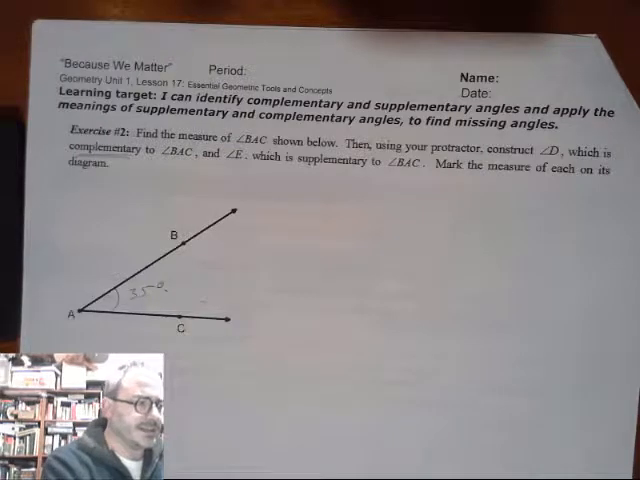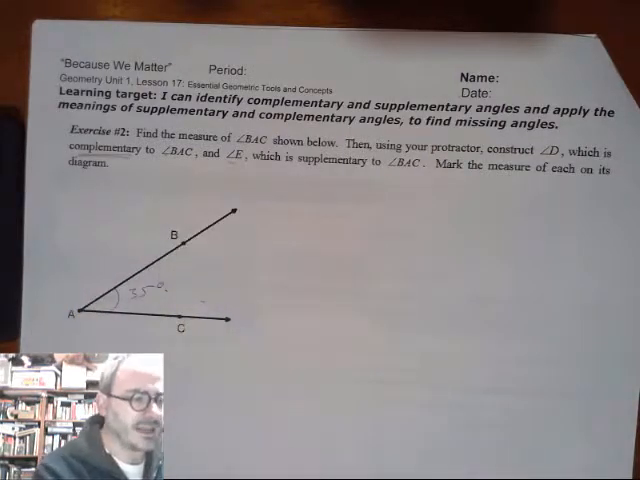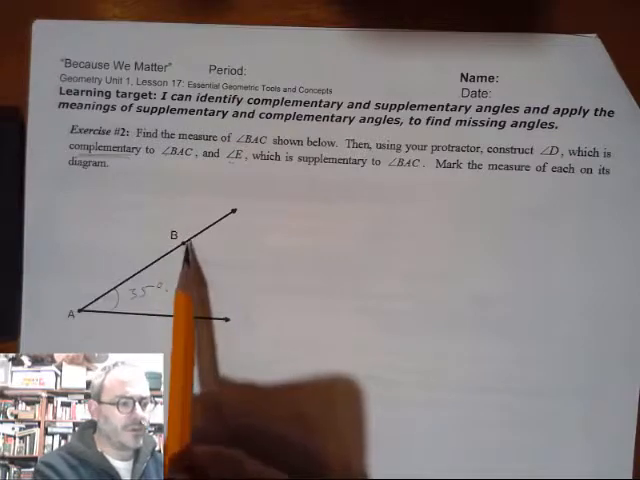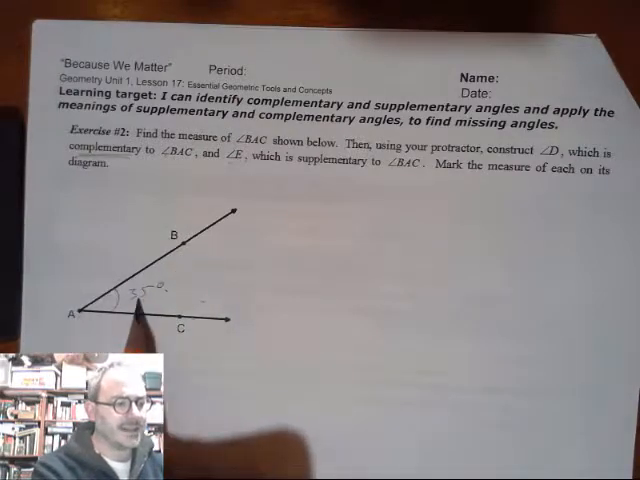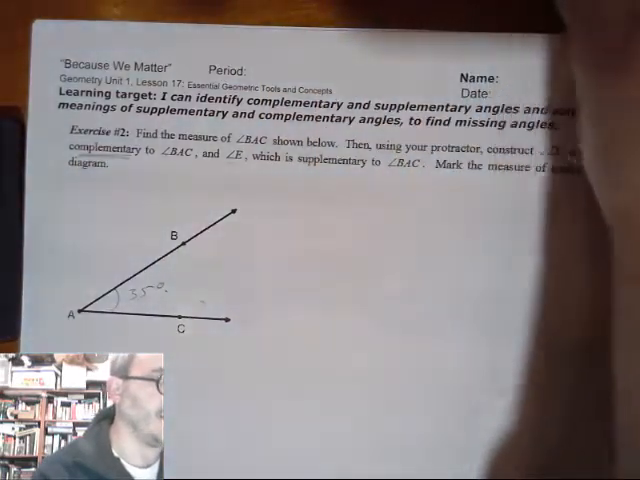All right, mark the measure of each on the diagram. Now I kind of get what has to go on first. I have to create a point D, which will make this angle and this angle add up to 90 degrees. Here's how I'm going to do that. I'm going to use my protractor.